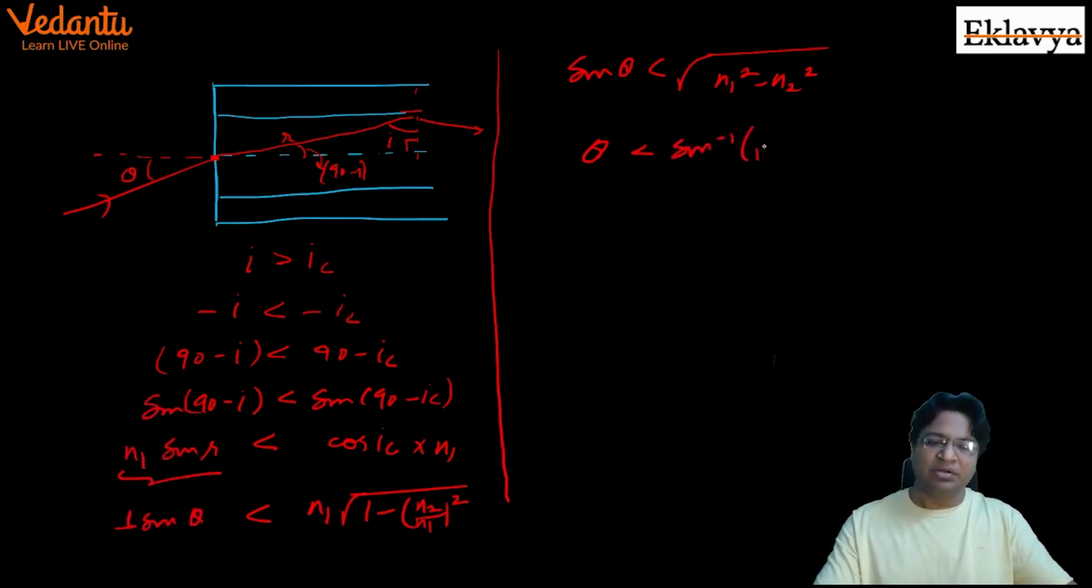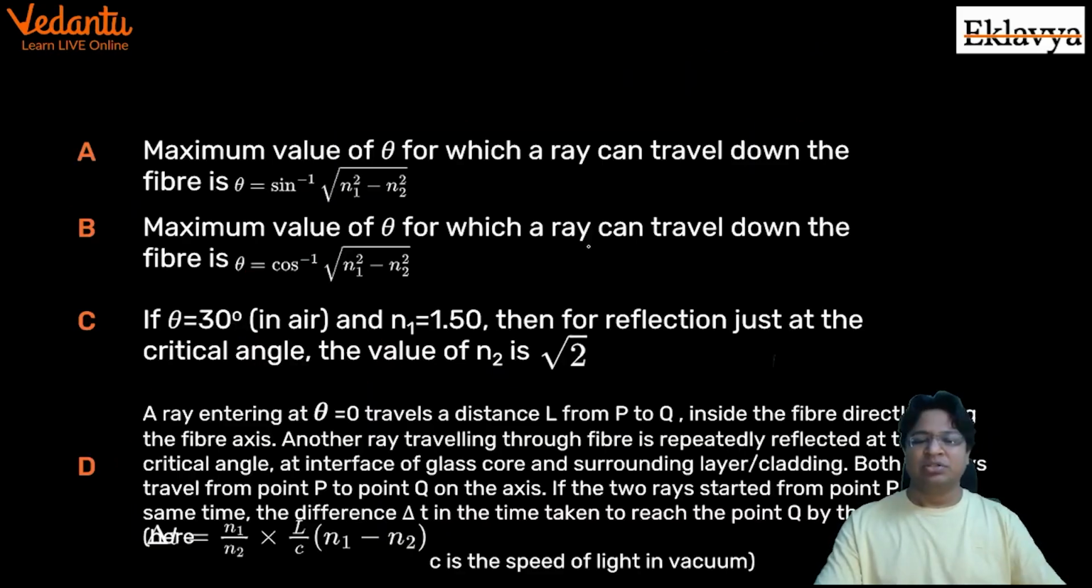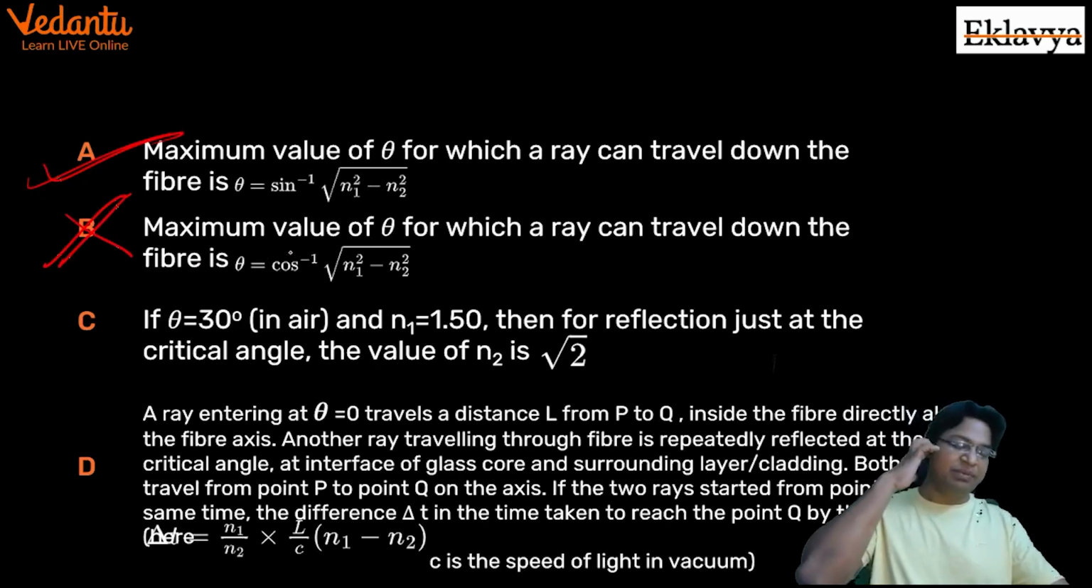It should be sine inverse of root of n1 square minus n2 square. So the maximum value of theta for which a ray can travel down the fiber, this is correct. This is incorrect because A is correct, so this can't possibly be correct.